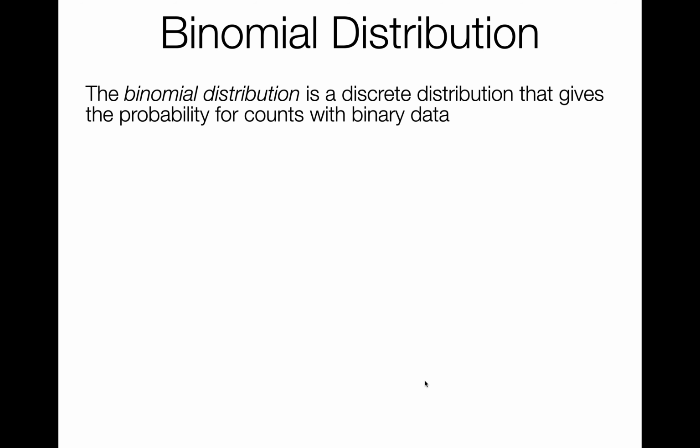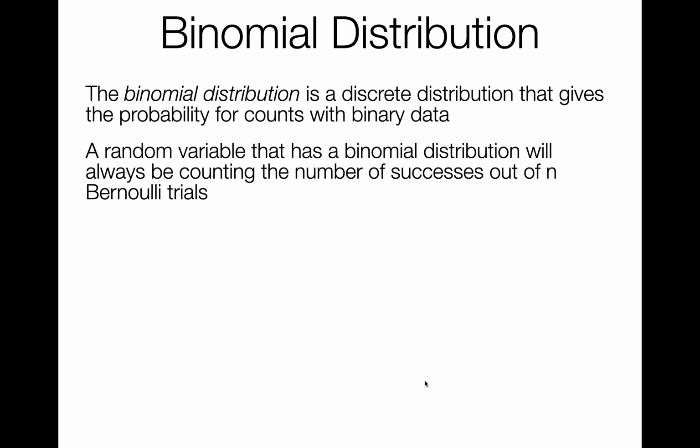You can think of the basic situation in which you would use the binomial distribution as flipping coins. So it's a sequence of coin flips, sort of. A random variable that has a binomial distribution will always be counting the number of successes out of n Bernoulli trials. Okay, so there's a lot to unpack here.